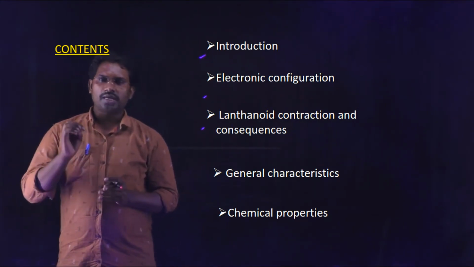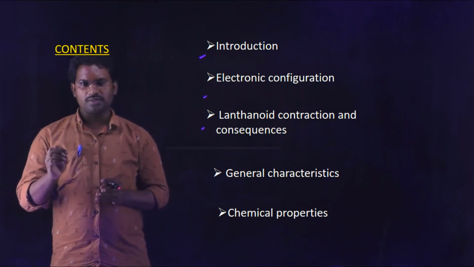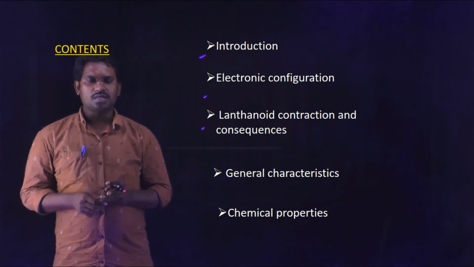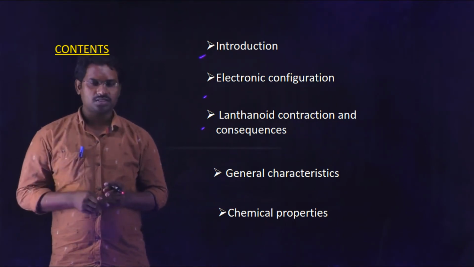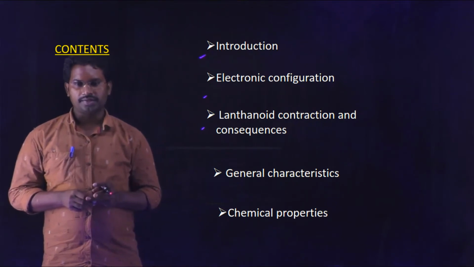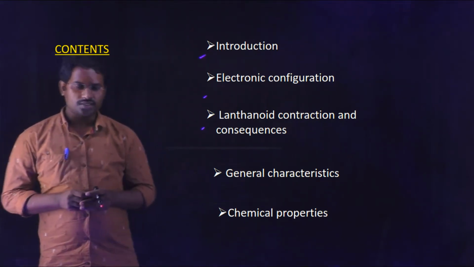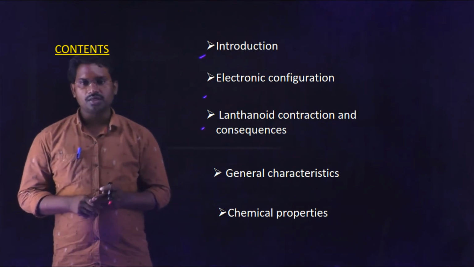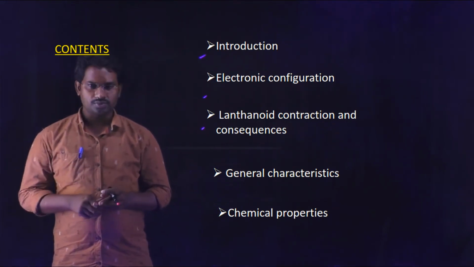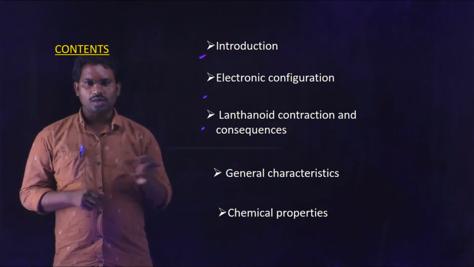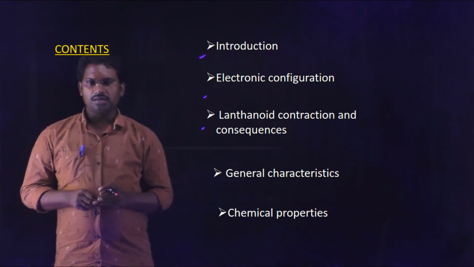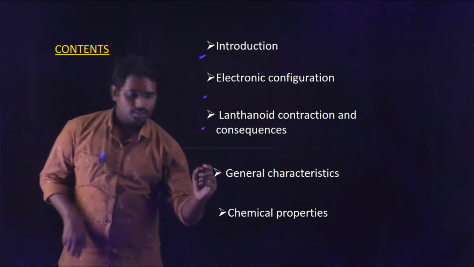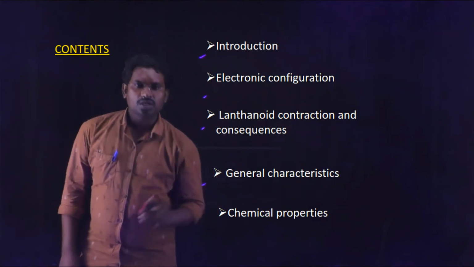Based on the lanthanoid contraction concept, there are many consequences: the basic character of oxides and hydroxides of lanthanoids, similarity in the sizes of second and third transition series elements, and finally separation of lanthanoid elements. All these consequences we have to learn in detail in this topic. And next one, general characteristics.